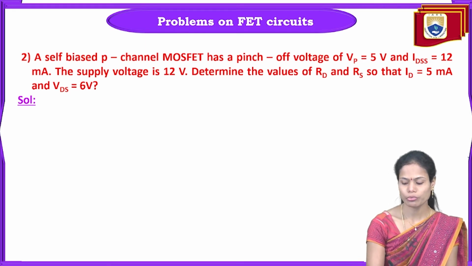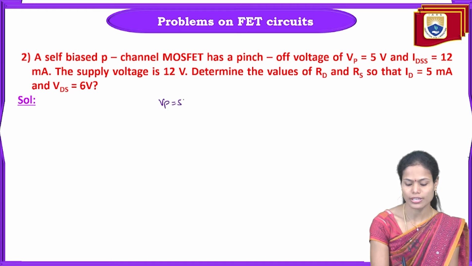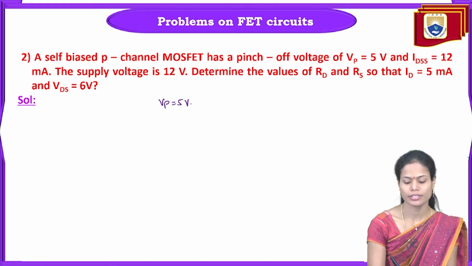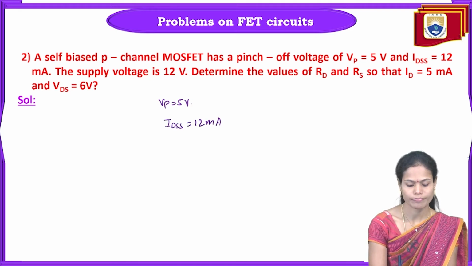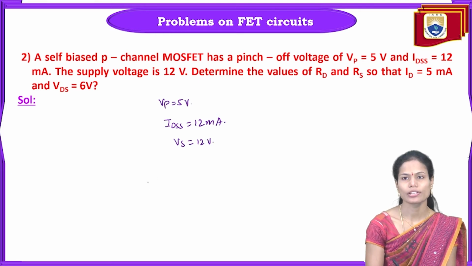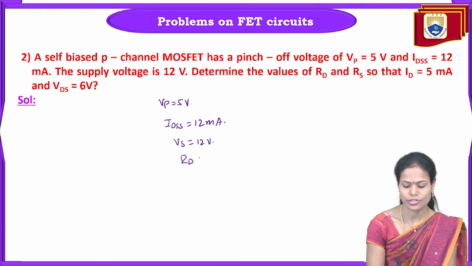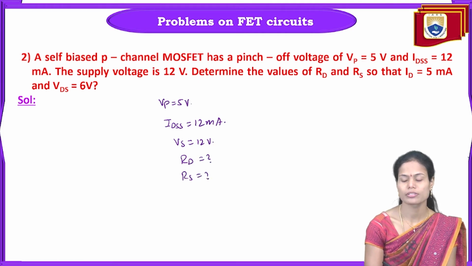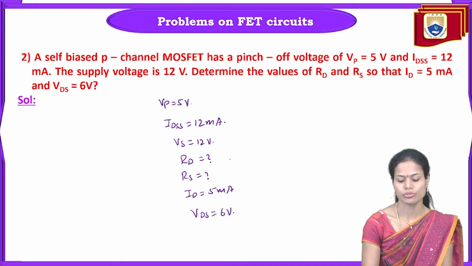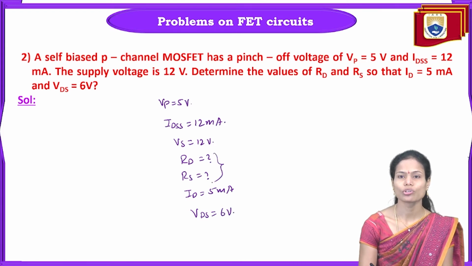off voltage Vp equal to 5 volts. So the pinch off voltage is given as 5 volts, and IDSS, the drain current at saturation level, is 12 milliamps, and the supply voltage is 12 volts. Vs equal to 12 volts. So from this we need to calculate the values of drain resistance and source resistance, so that the drain current is given as 5 milliamps and the drain to source voltage is given as 6 volts.